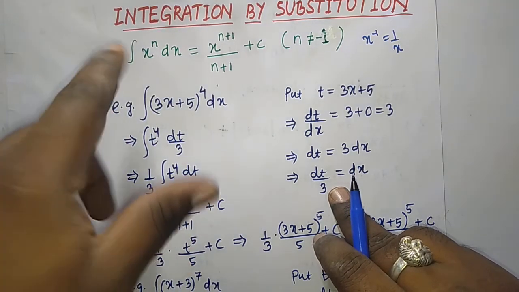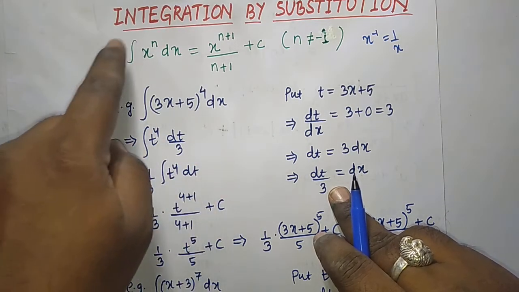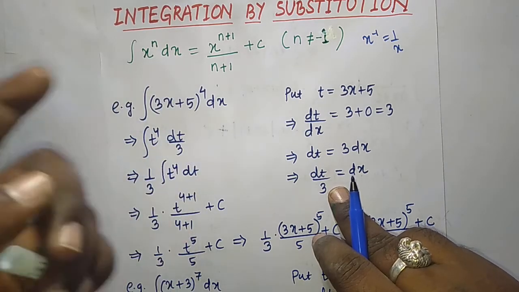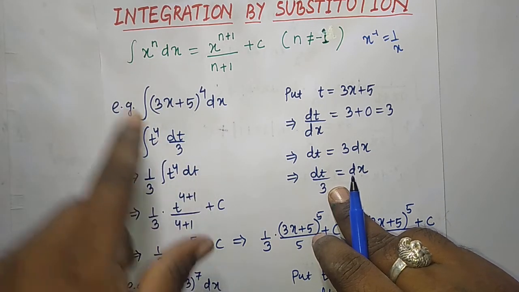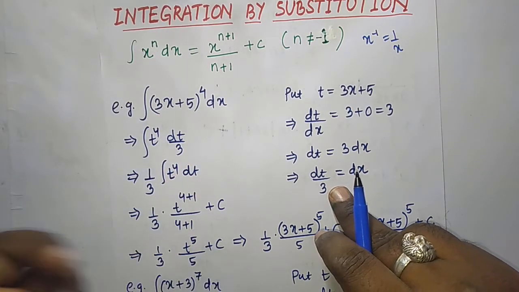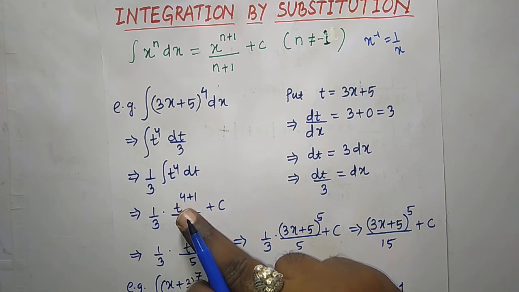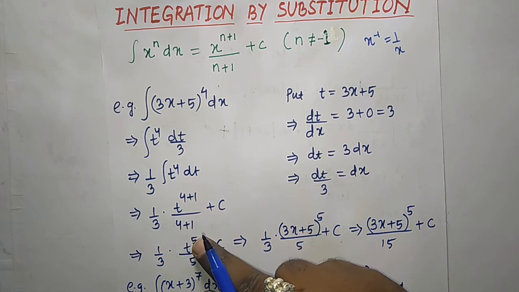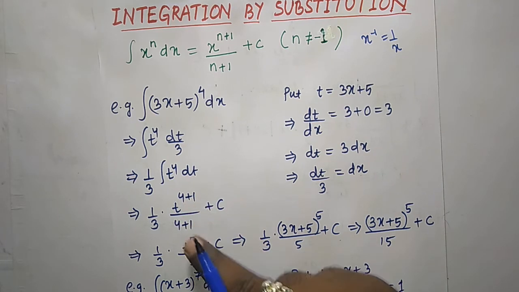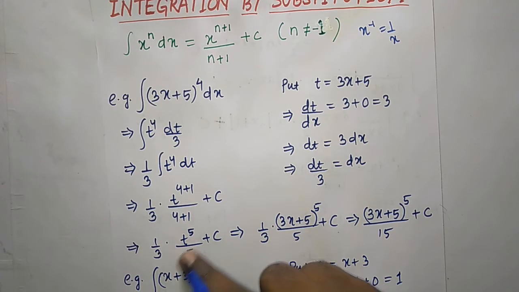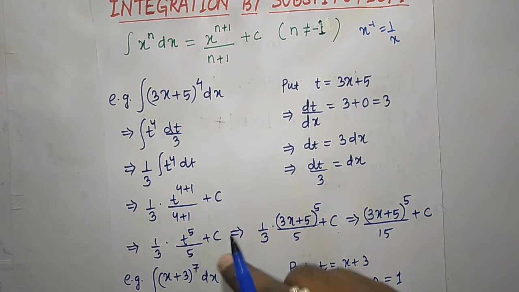So here in place of x, t terms are there, here t, here x and dx is there, so here t dt is there, t and dt is there, and in place of n, here 4 is there. Okay, so apply this formula, integration of t to the power 4 is equal to t to the power 4 plus 1 divided by 4 plus 1 plus c. Now it becomes t to the power 5 by 5, so this is equal to 1 by 3 into t to the power 5 by 5 plus c.